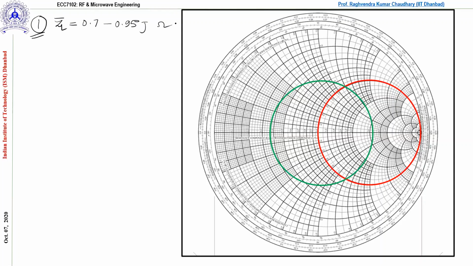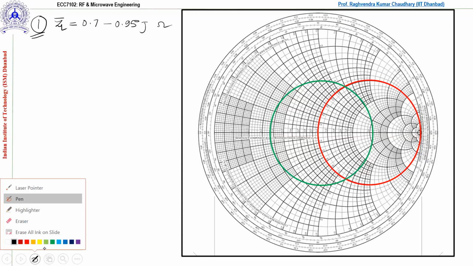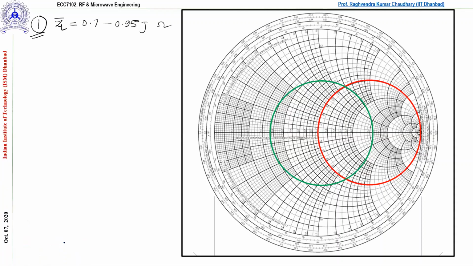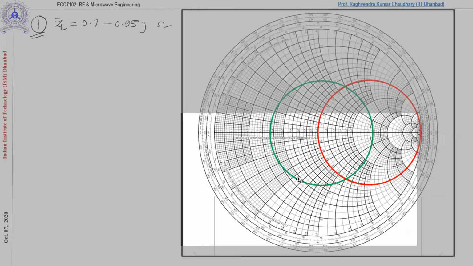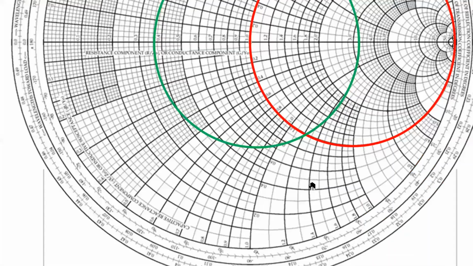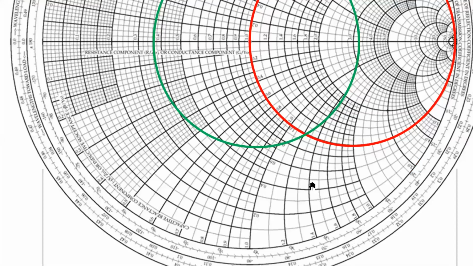You need to indicate these things over the Smith chart. So let us indicate these things over the Smith chart. Let us choose a color. I'm taking the blue one. So if you try to find this P1, 0.7 minus 0.95, correct? Where is this? Can you find this point?